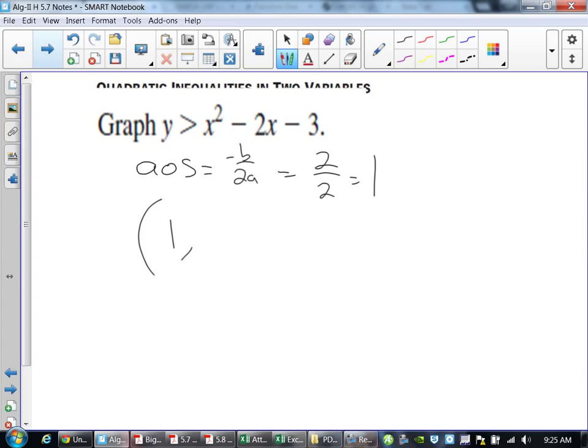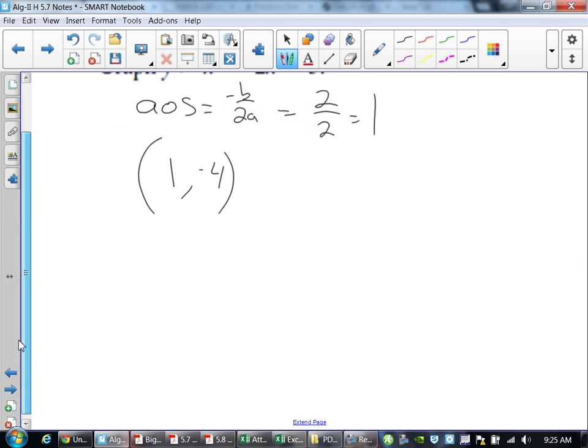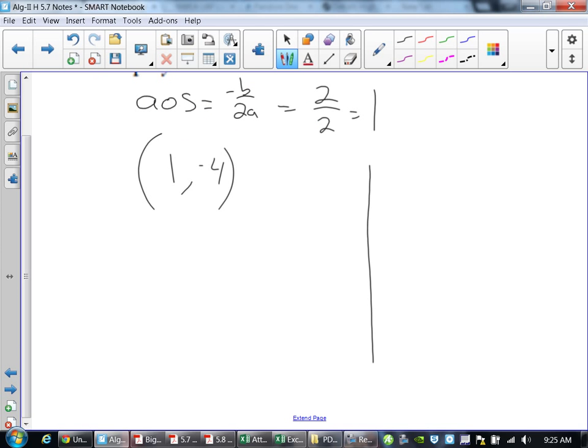So substitute in. What's 1 squared? 1. What's 1 minus 2? Negative 1. Negative 1 minus 3 is negative 4. Is this up like a cup or down like a frown? Up like a cup. Why? Because it's positive. Right. So basically everything you need to know is right here.